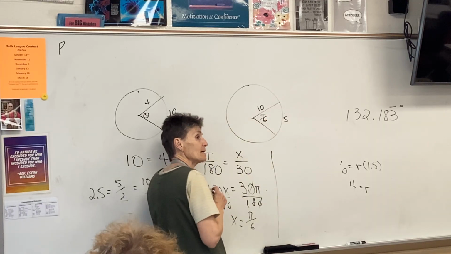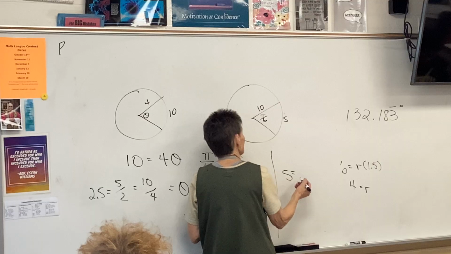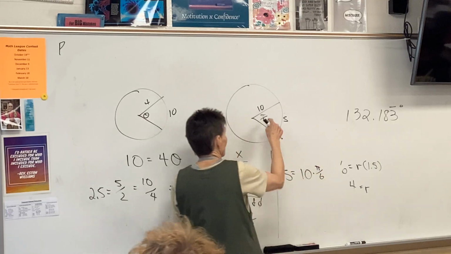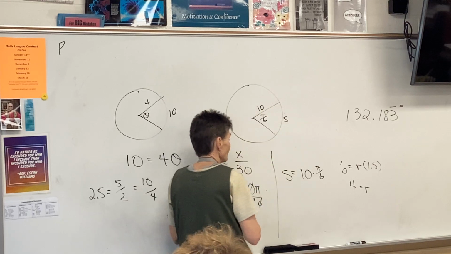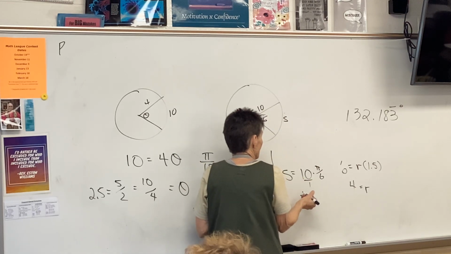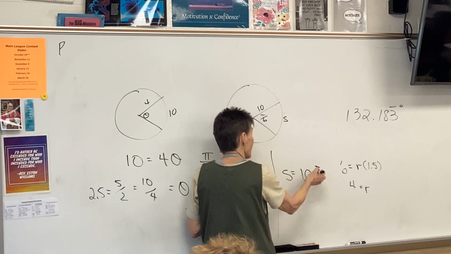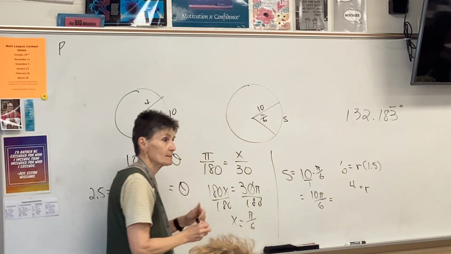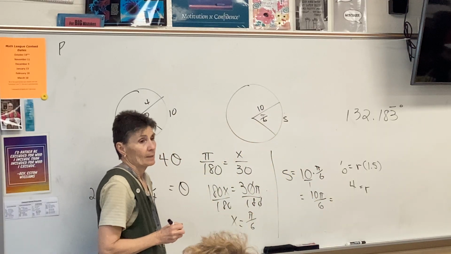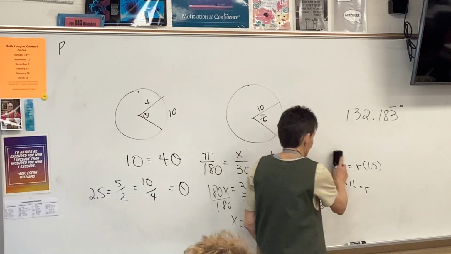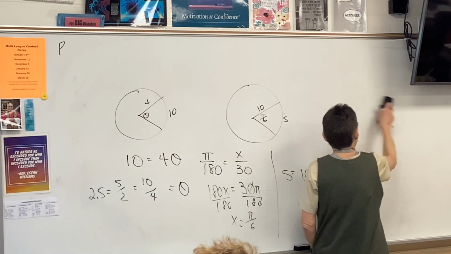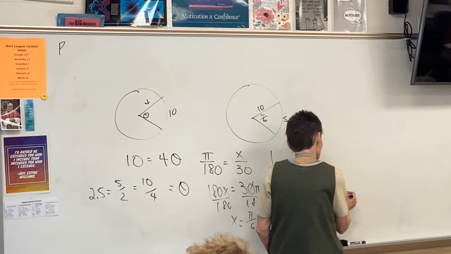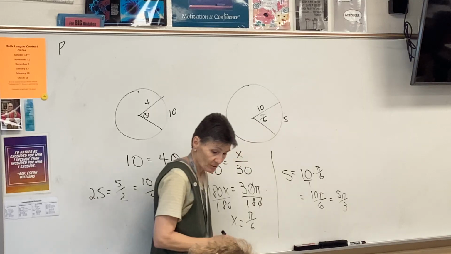Now I'm ready to find my answer. Arc length equals radians times radius. So that's 10 over 1 times pi over 6. So 10 pi over 6. Straight across, 10 pi over 6. And what does that reduce to? Five pi over 3. And that's the answer to the question.